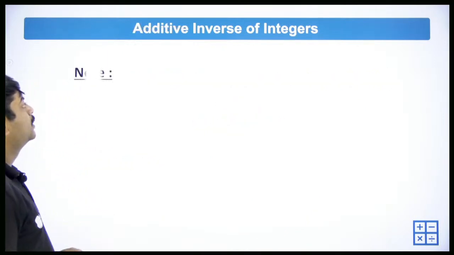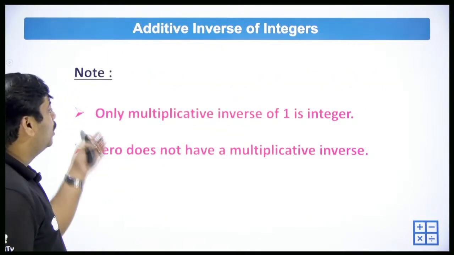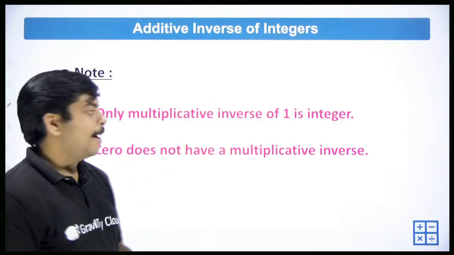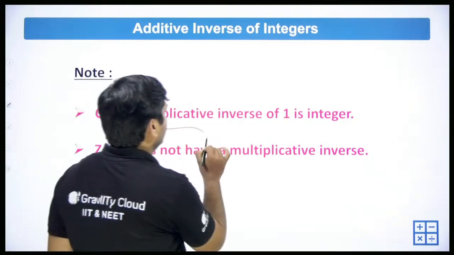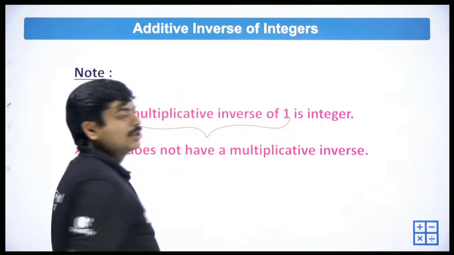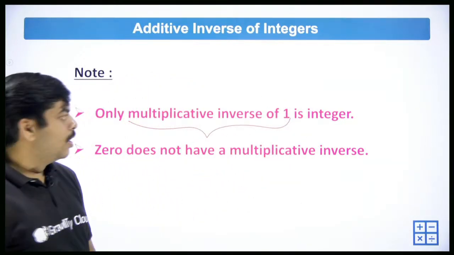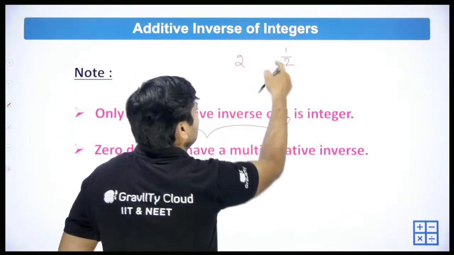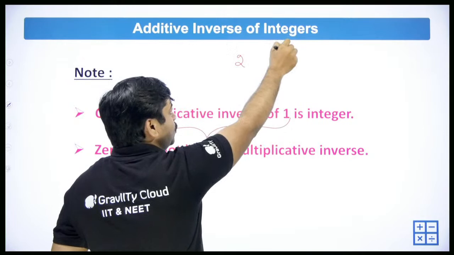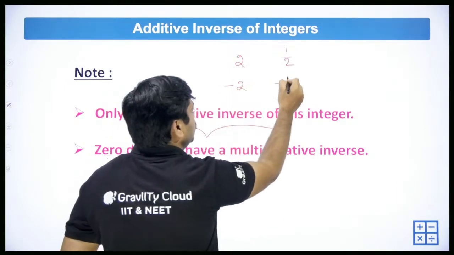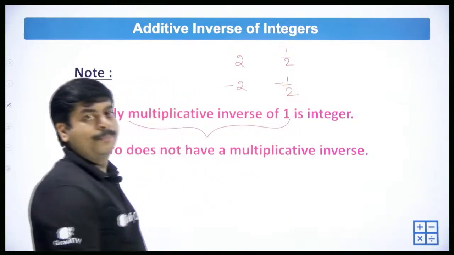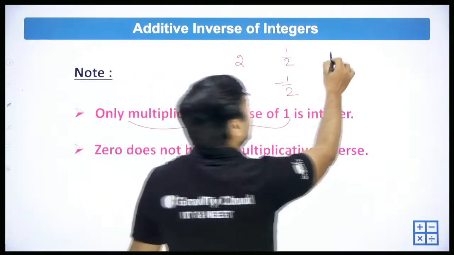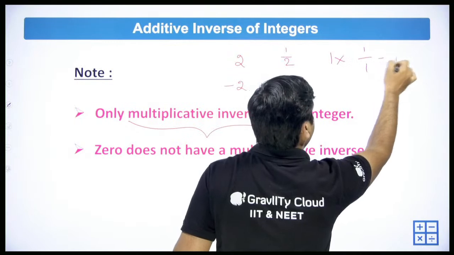So next we are going to discuss that only the multiplicative inverse of 1 is an integer. Why? For the number 2, what is the multiplicative inverse? 1 by 2. Is it an integer? No, this is not an integer. For minus 2, it is minus 1 by 2. But is that an integer? No. But only for the number 1, 1 into 1 by 1 will give you 1.